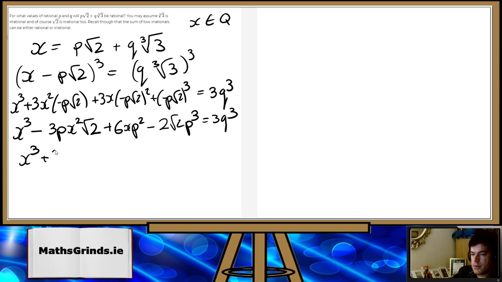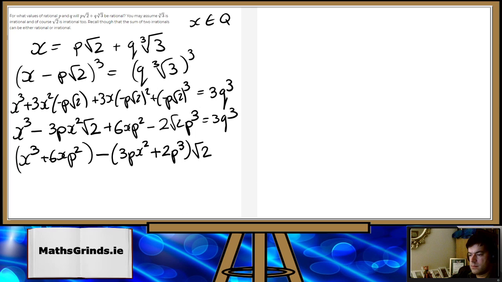x cubed plus 6xp squared, that piece and that piece, minus 3px squared plus 2p cubed, root 2, equals 3q cubed minus 0 root 2.